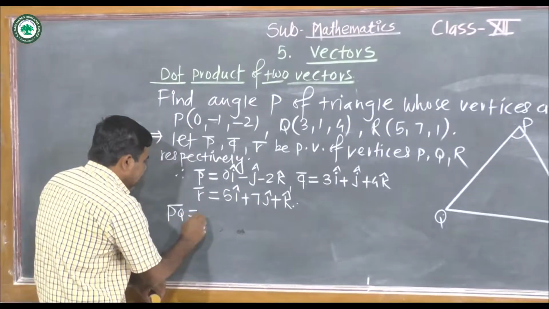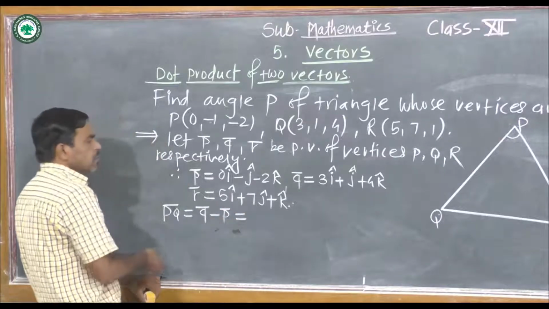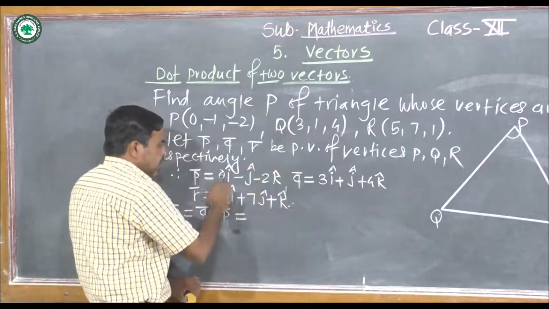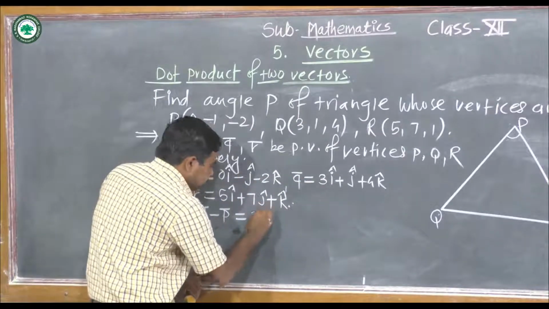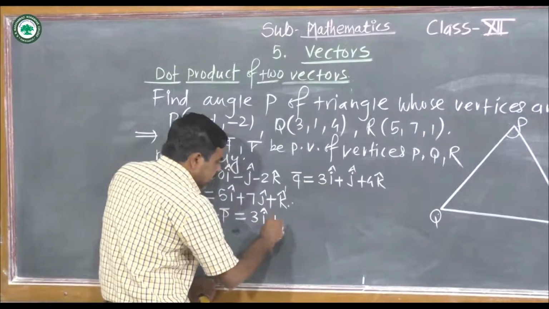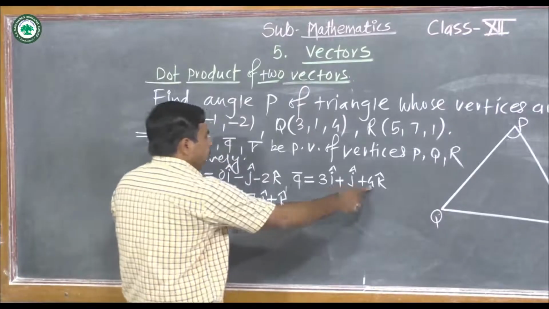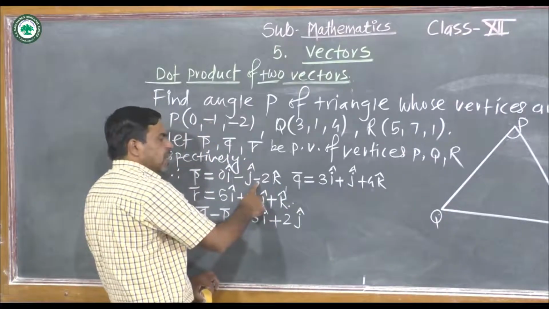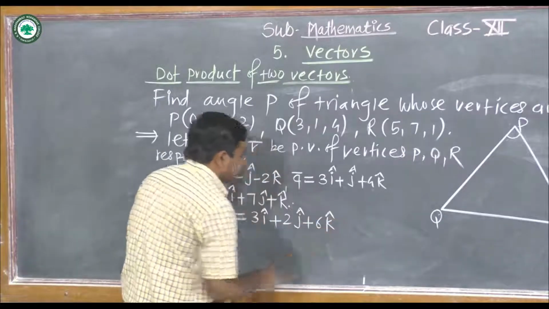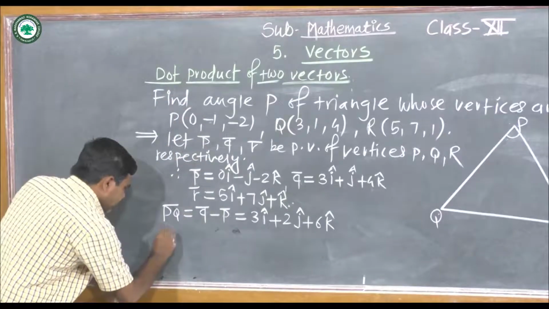Now PQ bar is equal to Q bar minus P bar. Now see, Q bar minus P bar: 3I cap minus 0I cap, 3I cap. J cap minus minus becomes plus, J cap plus J cap, 2J cap. 4K cap minus of minus becomes plus, 4K cap plus 2K cap, 6K cap. So PQ bar.